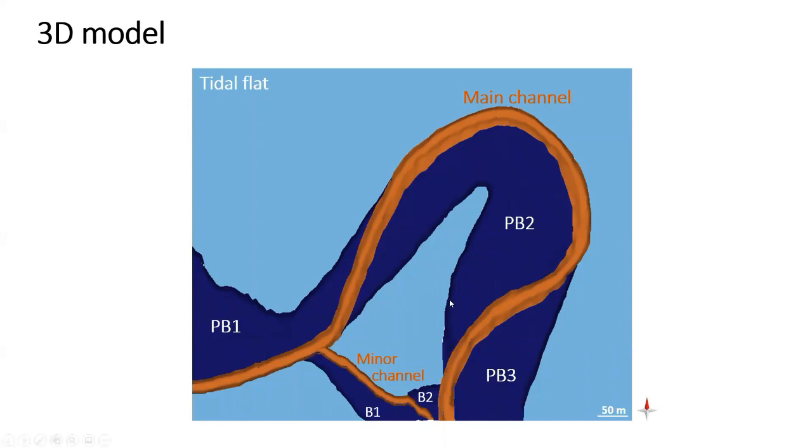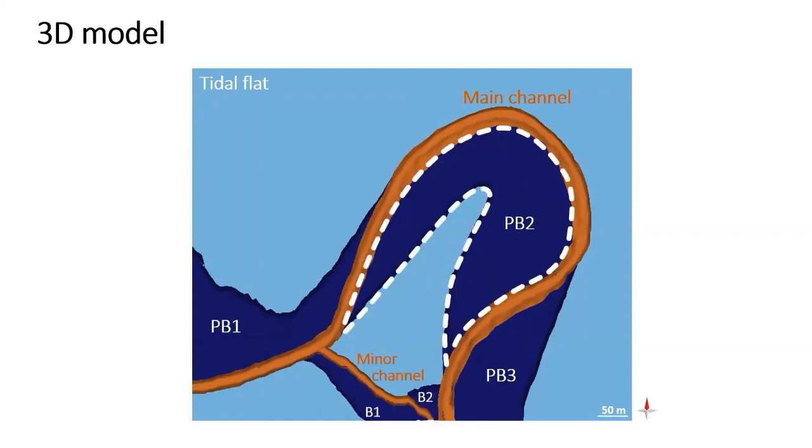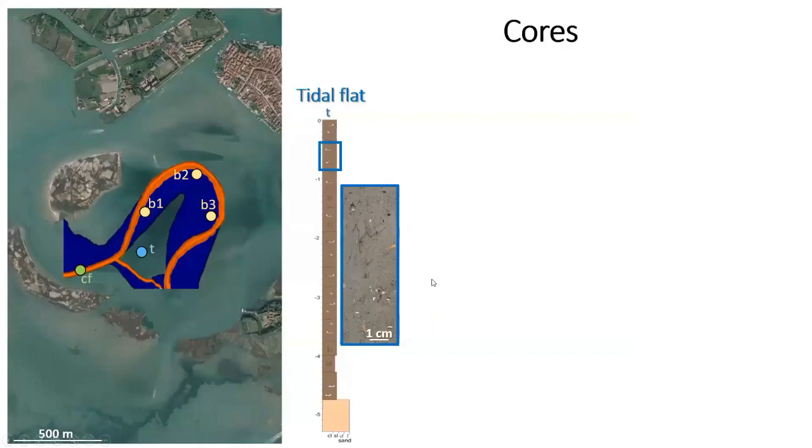And as you may have already noticed, here in this position, the central point bar has a peculiar horseshoe shape of the inner bank. And here the tidal flat deposits are preserved within point bar deposits. Core data allowed us to confirm this reconstruction and in general the reconstructed depositional architecture of the area, and specifically allowed us to confirm the occurrence of tidal flat deposits in this position.